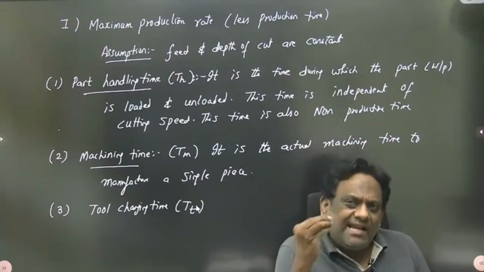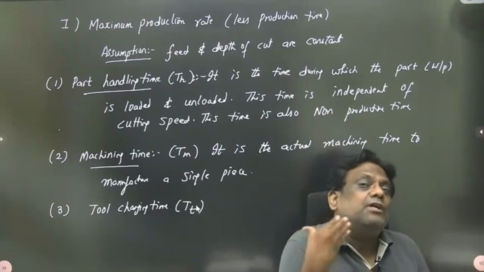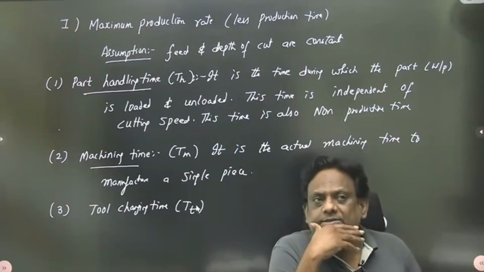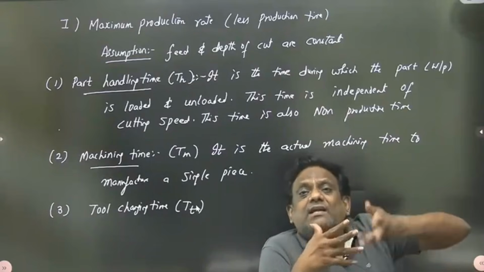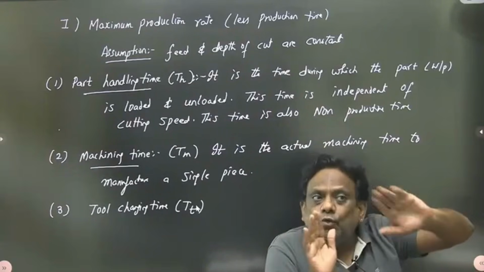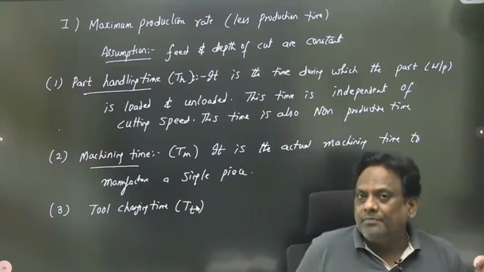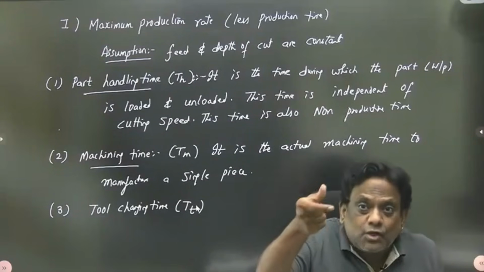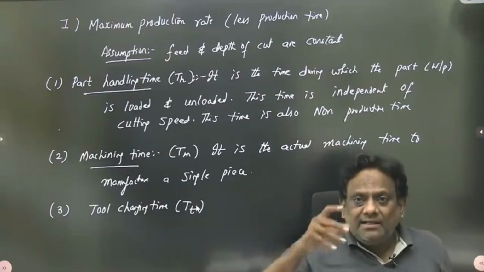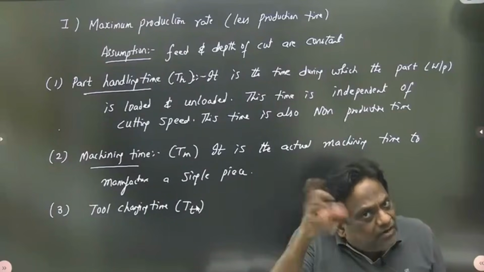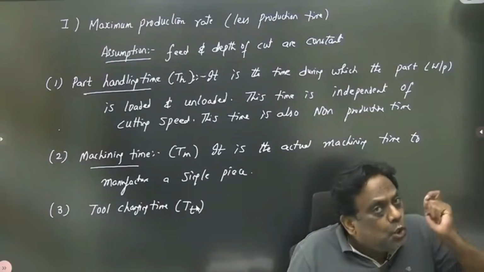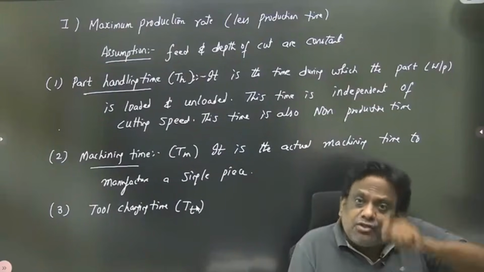There is a tool changing time. अरे यार बोलो. Let us say I am manufacturing 1000 components. So maybe after manufacturing 30 pieces, the tool might have lost its sharpness. Then I have to change the tool. Should I not include that? Because that time is also involved in machining. Therefore, there is a tool changing time. You have to change the tool.